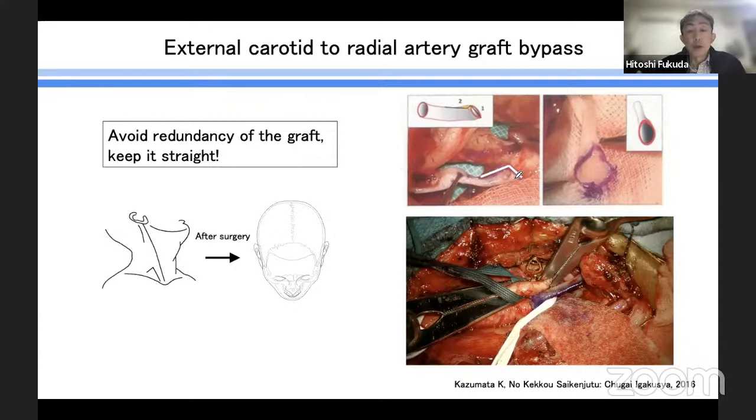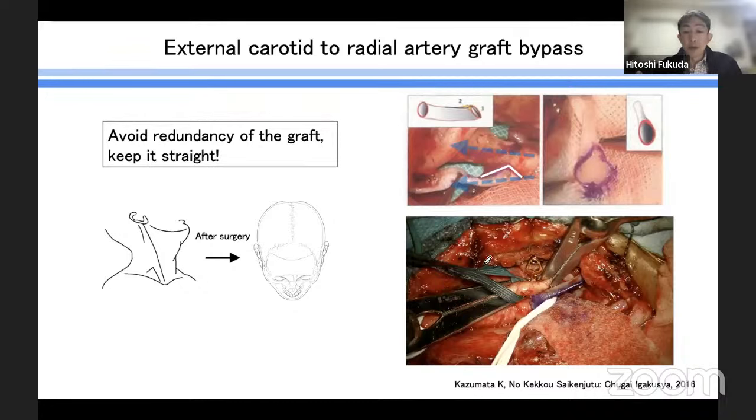this bypass will be more redundant and kink to lead to graft occlusion. To do this, first we prepare the proximal end of the radial artery like that, 1 to 2 ratio to make this opening. That way, the graft is going parallel to the external carotid artery.